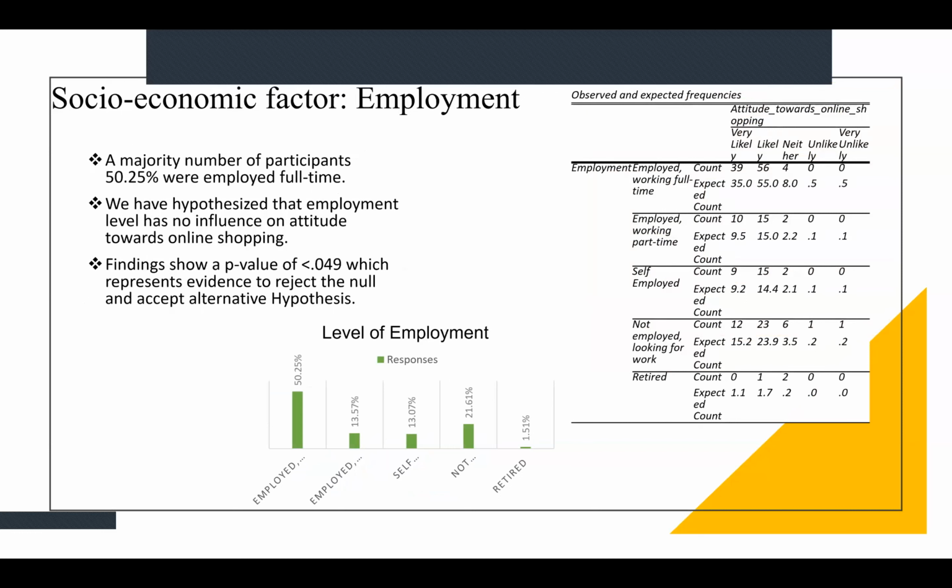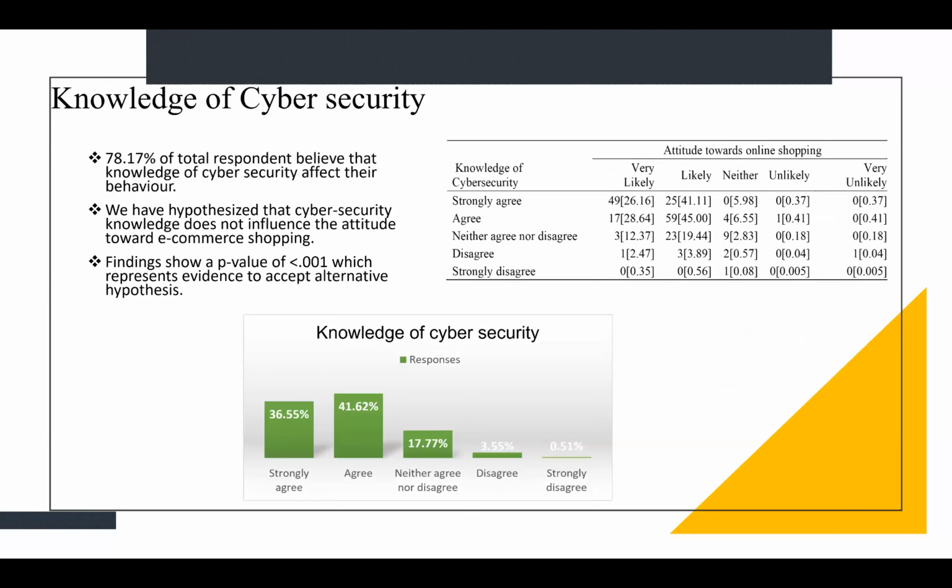So the hypothesis that education affects your online purchasing came true. And maybe you would expect that because they have more knowledge of IT, more understanding, but not necessarily more understanding of cybersecurity. So, knowledge of cybersecurity. We hypothesized that cybersecurity knowledge does not influence attitudes towards e-commerce.